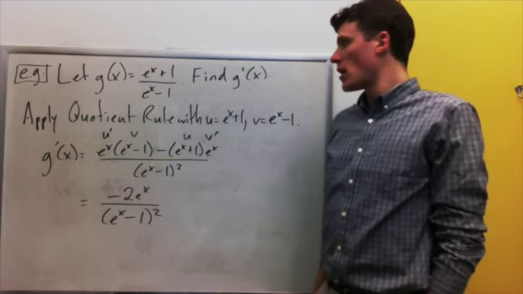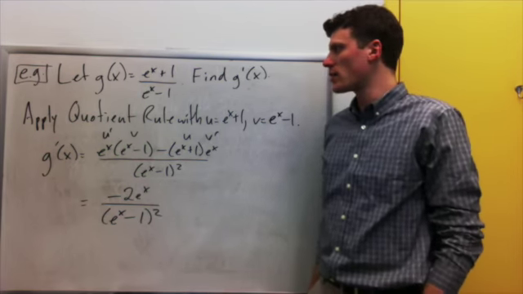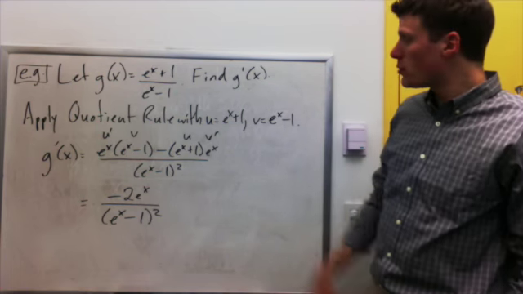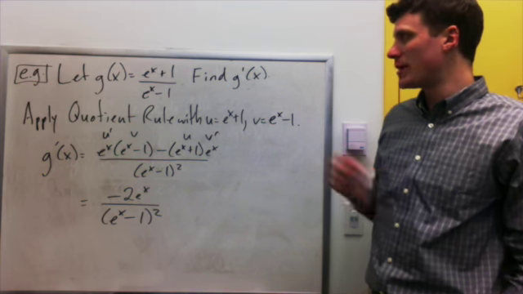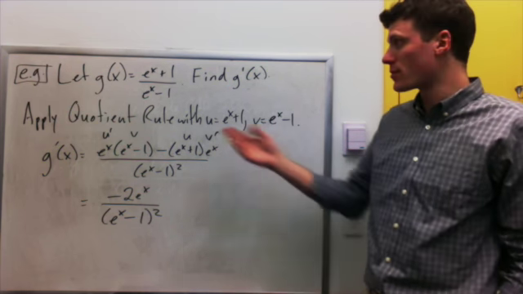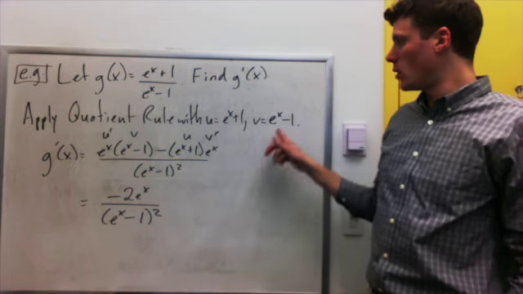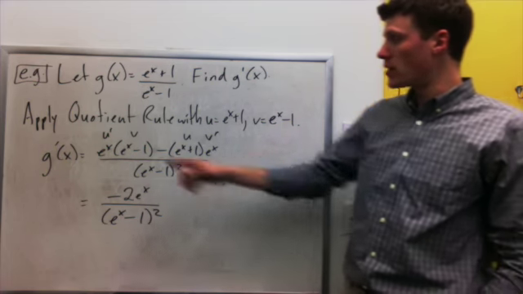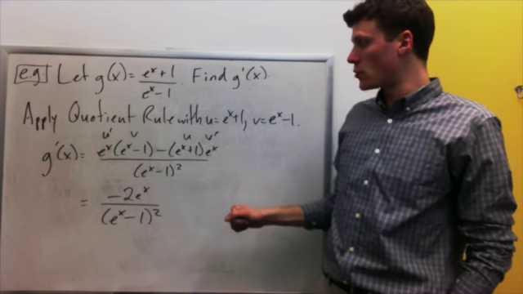All right, another example. Let's let g of x be e to the x plus 1 over e to the x minus 1. Let's find g prime. Let's apply the quotient rule. This time I'm going to let u and v represent the numerator and denominator because I've chosen g to represent the whole function. So u is e to the x plus 1, v is e to the x minus 1. So the derivative of g is going to be u prime v minus uv prime over v squared.